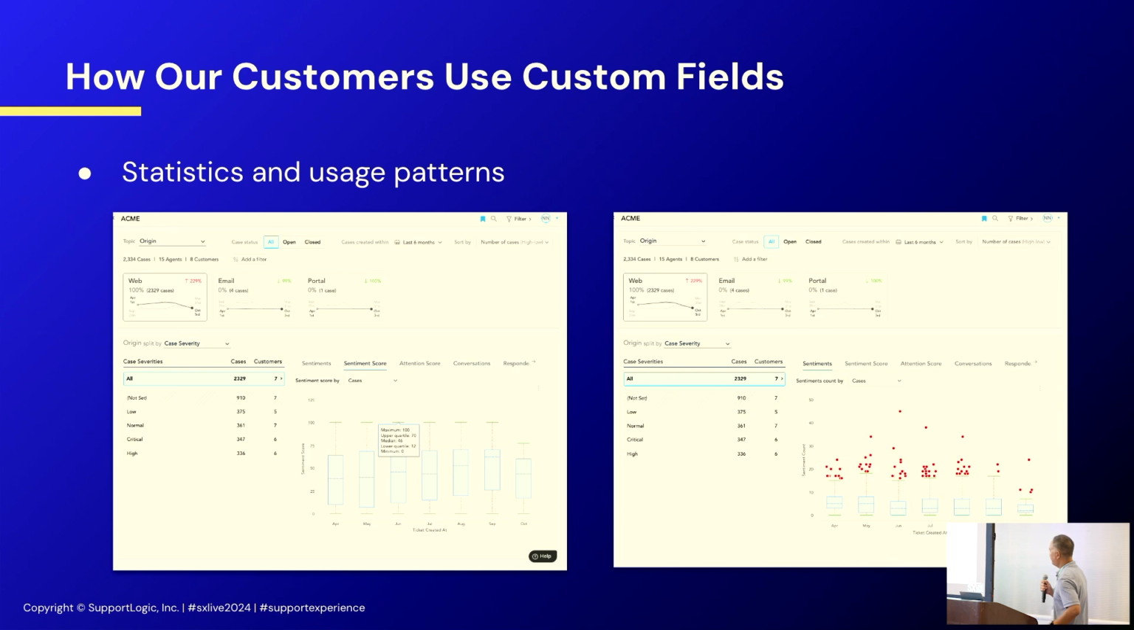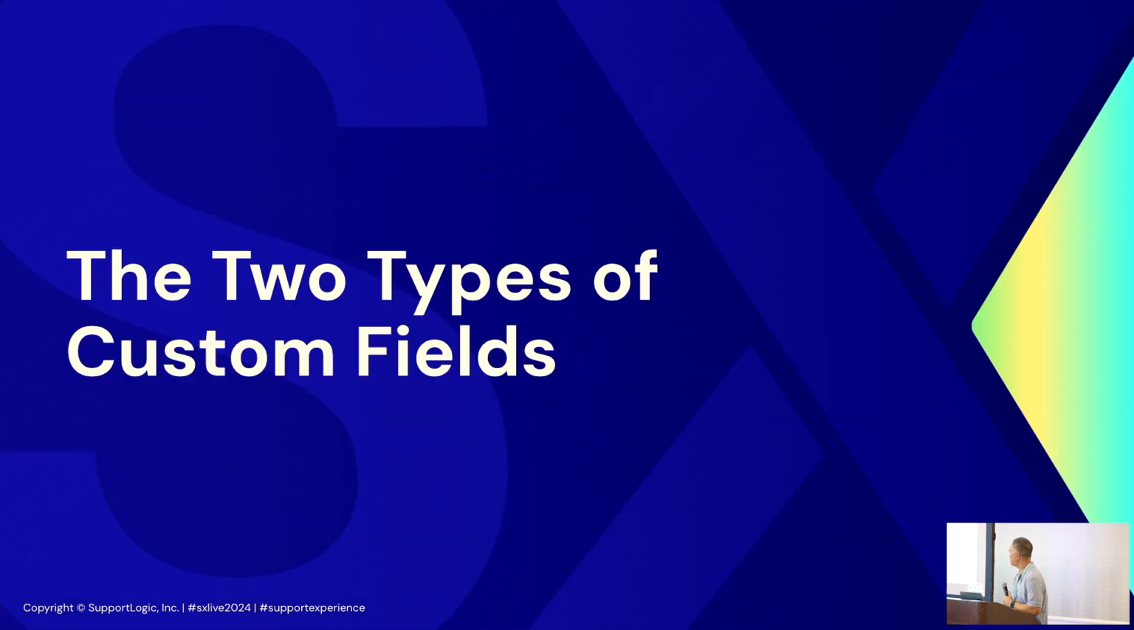And similarly on the right side, we can again take advantage of the custom fields that we brought in. Looks like it's the same picture. Case severity, also looking at different patterns and outliers.